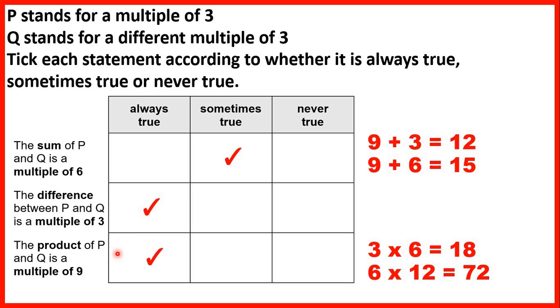If we have a multiple of 3 times a multiple of 3, we will get a multiple of 9, because 3 times 3 is 9.